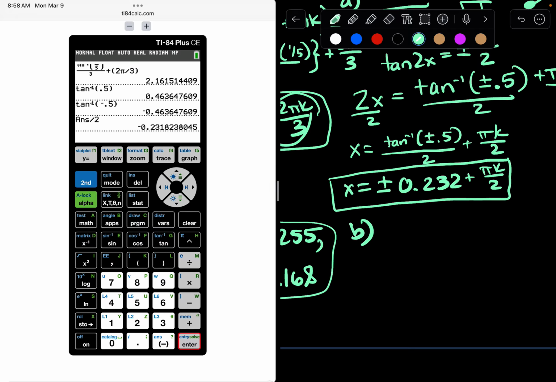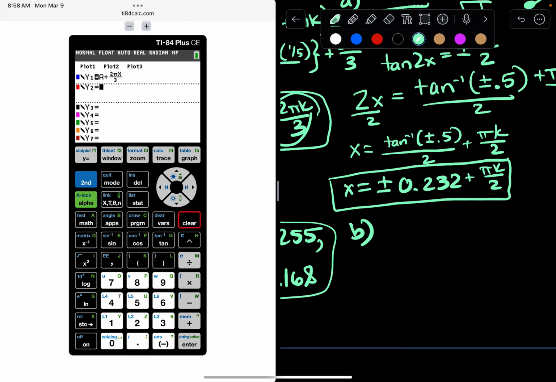So I'm going to save the positive one because I'm going from 0 to 2π. So divide by 2, and now I'm going to store this as alpha a. And again, I'm going to come back to y1, and I'll have alpha a plus, and then I have πx over 2. So πx over 2.